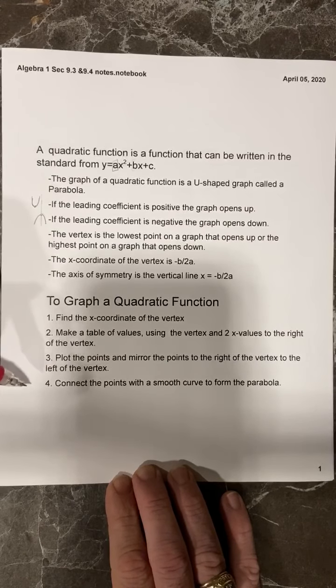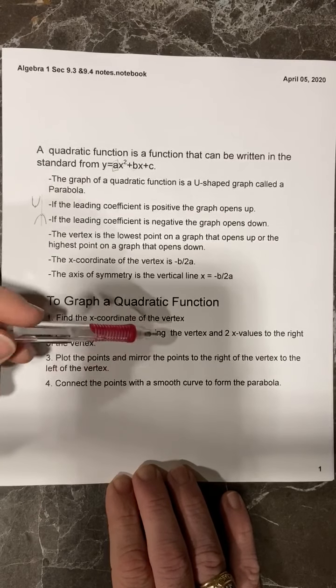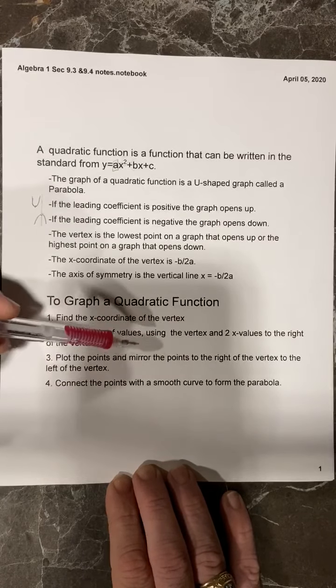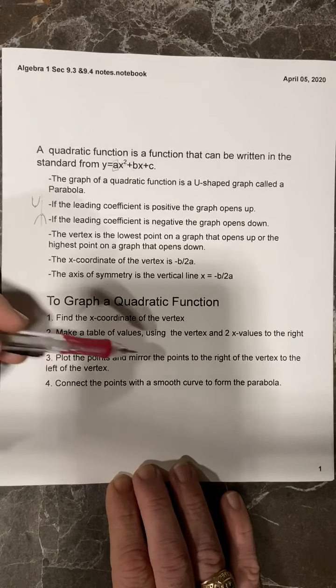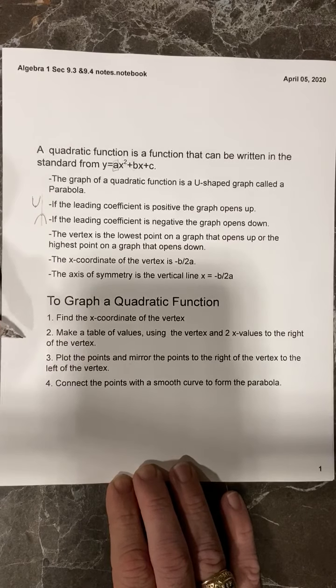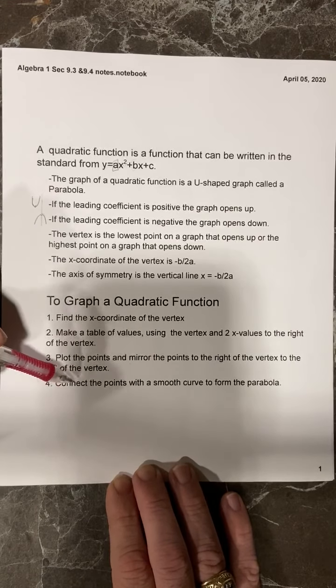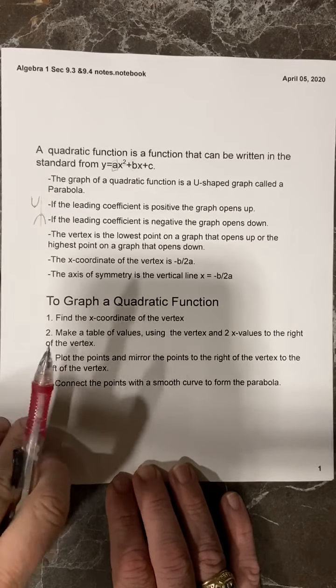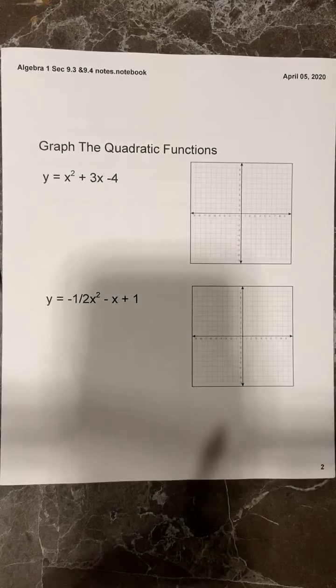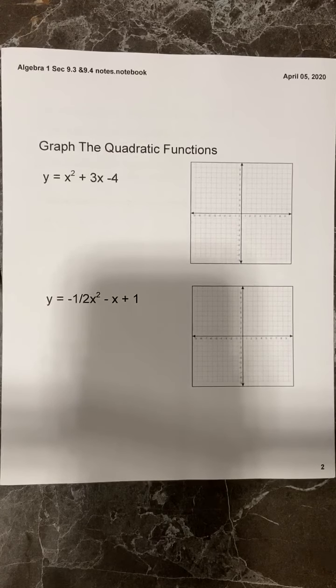All right, then we're going to plot the points. So we've got the vertex point and then 2 points to the right. We plot those, and then we're going to mirror those points that are on the right of the vertex on the left side of the vertex. All right, and then we connect the points with a smooth curve to form the parabola, and we've got the graph. So this is kind of a complicated process, especially if you think about when we graphed linear functions, just a y equals mx plus b. This is a little bit more difficult than that.